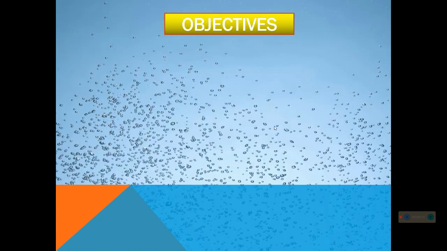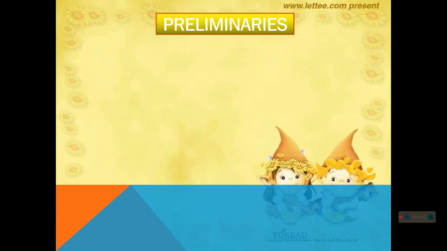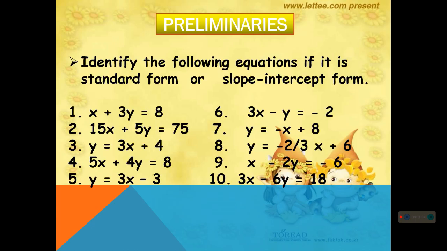Okay, so our objectives are identify linear equation and rewrite linear equation in the form ax plus by equals c to y equals mx plus b and vice versa. Okay? So we have to take note also that in the standard form, ax plus by equals c, a, b, and c are real numbers. And in the slope-intercept form, your m is the slope and your b is the y-intercept.